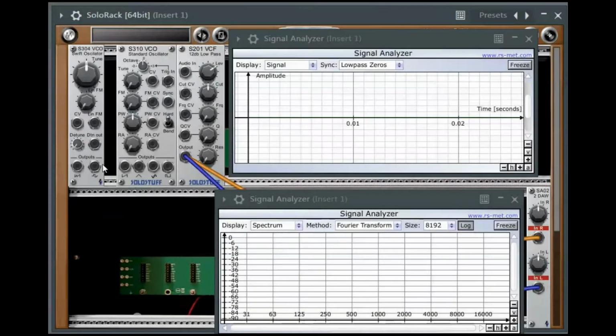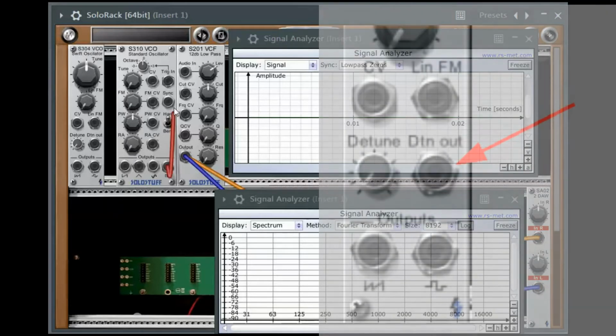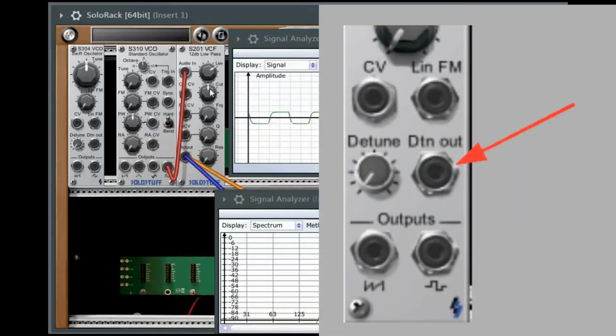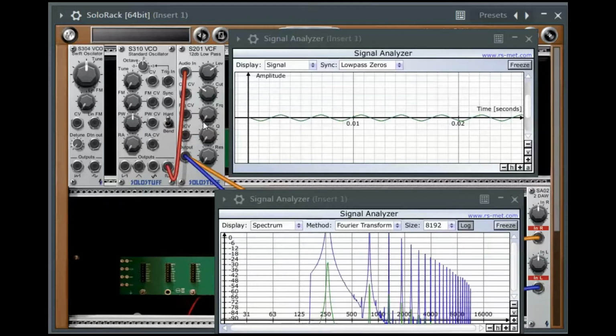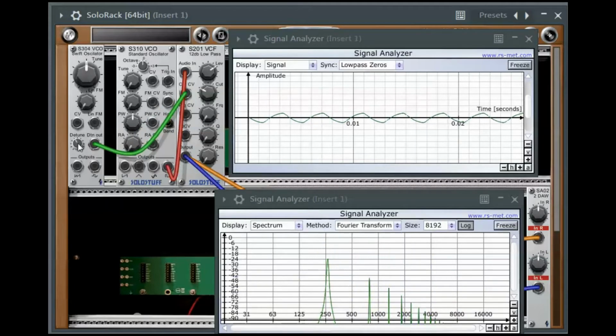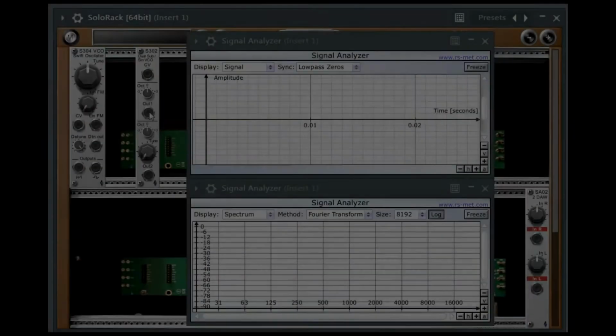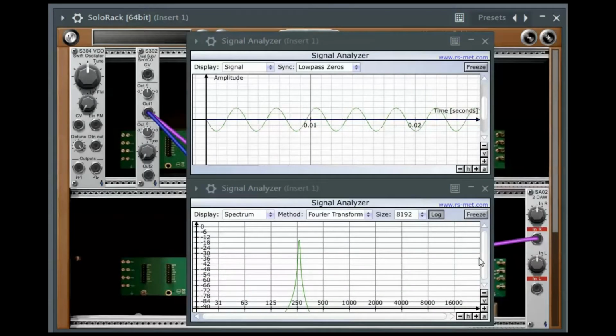But let's look into the detune functionality a bit more thoroughly. There is a detune out jack next to the detune knob. This jack delivers control voltage, CV. I can, for example, do something crazy and adjust the cutoff frequency of a filter unit using this detune out jack and the detune knob. Or I can adjust the frequency of an oscillator using this output jack and the detune knob.